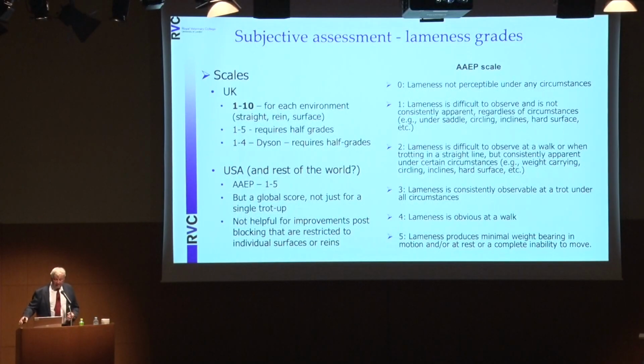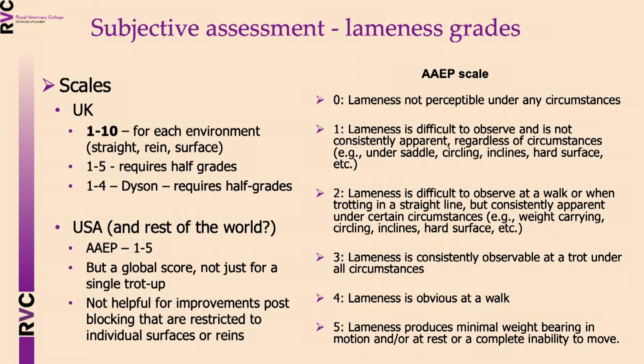Now, when we've assessed lameness subjectively, we use a grade or a score to correlate with the severity of the lameness. Within the UK, we generally use a grading scale of 1 to 10 for each environment. So that's trotting in a straight line, on each rein, on the lunge, and on soft and hard surfaces.